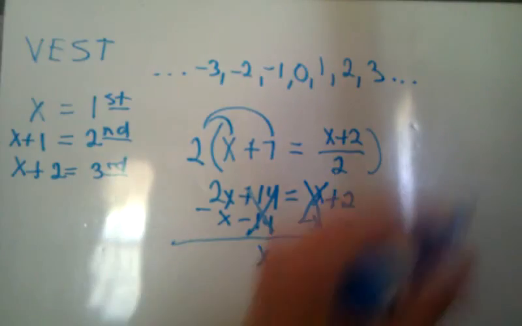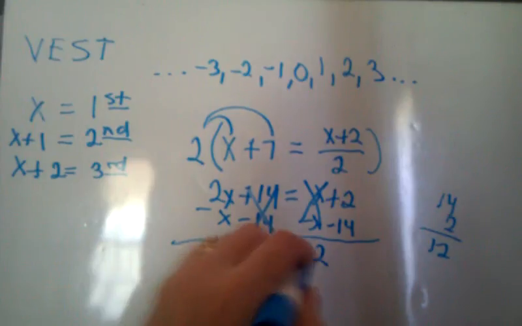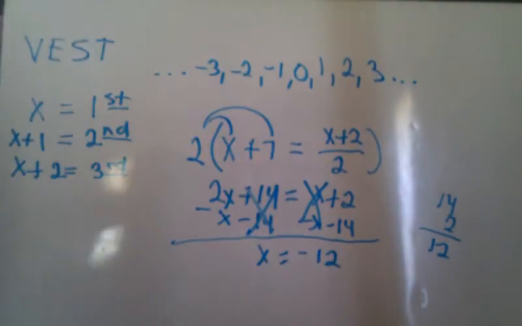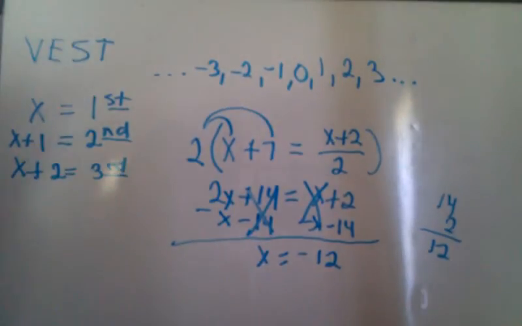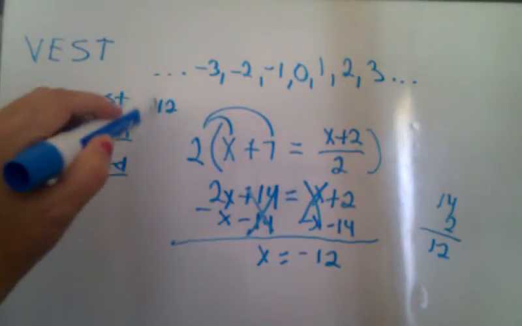I'm sorry. 14 minus 2 is 12. So this is, I can't subtract, can I? This is negative 12. Okay, so let's look at my numbers. My first number, it says x is negative 12.